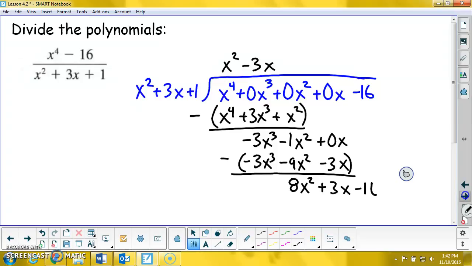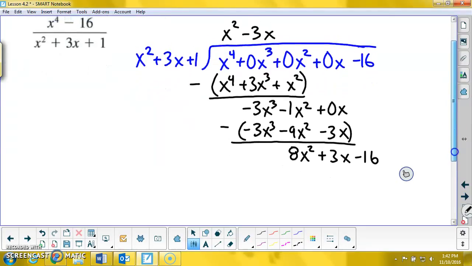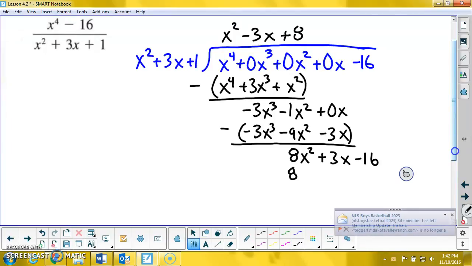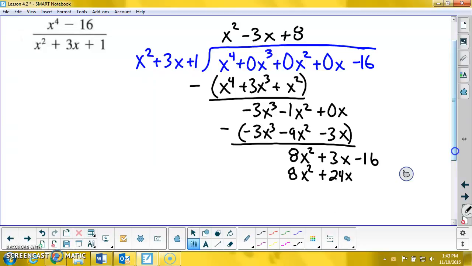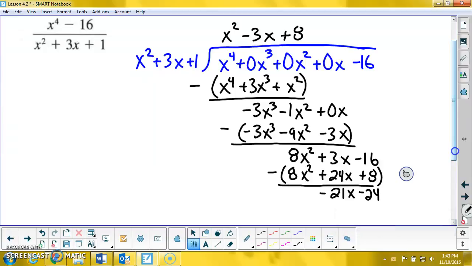Bring down the minus 16 and we do it one more time. What times x squared gives us 8x squared? That would be 8. Multiply 8 by the divisor and we get 8x squared plus 24x minus 8. Draw a line, subtract, and we get a negative 21x minus 24. Now, this is going to be our remainder.